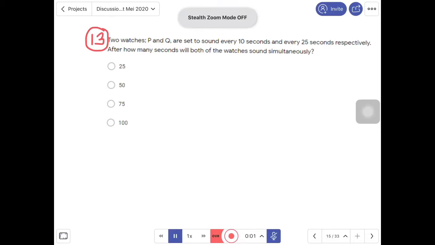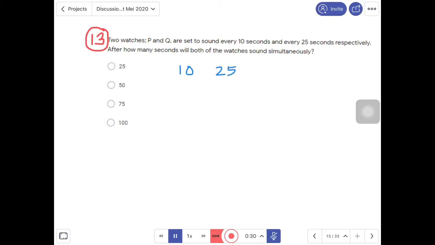In this problem, it's about time. So time is increasing, and keep on increasing. So when it's increasing, the value must be bigger. So it's related to multiple. So here we are going to use the method of repeated division to determine the common multiple for 10 and 25.